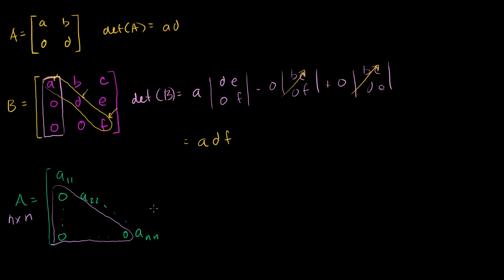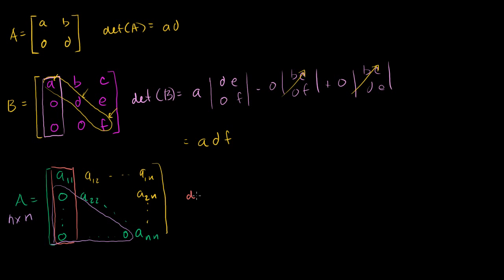And everything up here, well, it doesn't have to be 0. This is A12 all the way to A1n. This is A2n. Keep going down. So everything at the main diagonal or above isn't necessarily equal to 0. So if you wanted to find the determinant of A, we can do the same thing we did here. We could go down that first row right there.